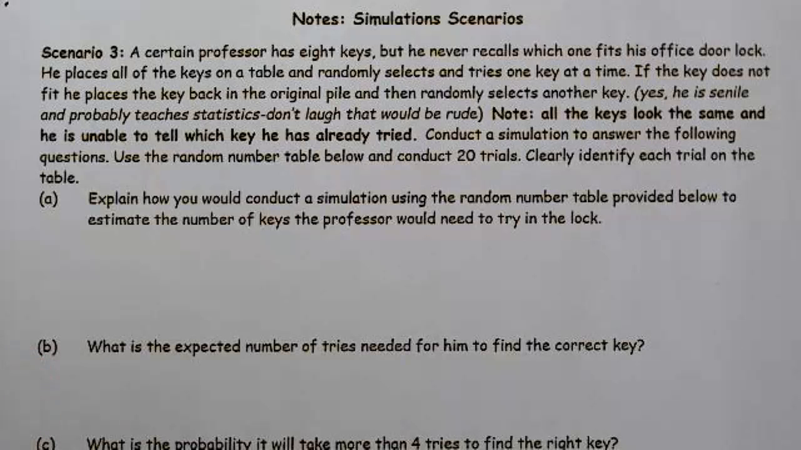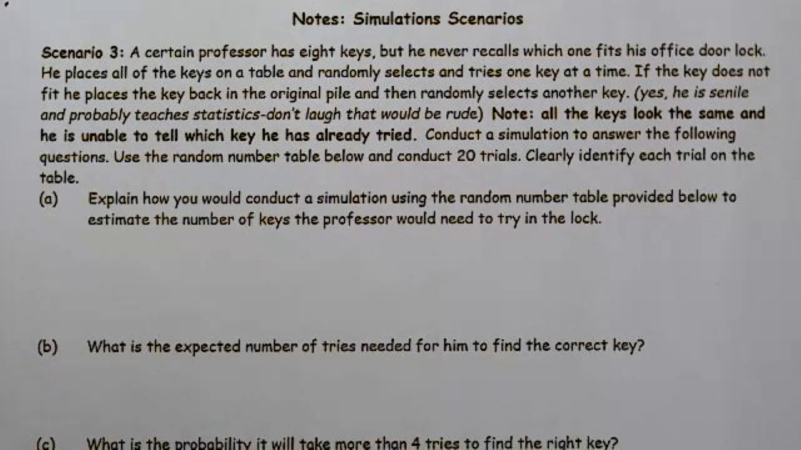Okay, this is the third video on simulations, and the third simulation that we're going to run. And once again, I'm going to use some pre-printed answers to speed things along. A certain professor, and this is page 10 of the notes spiral.